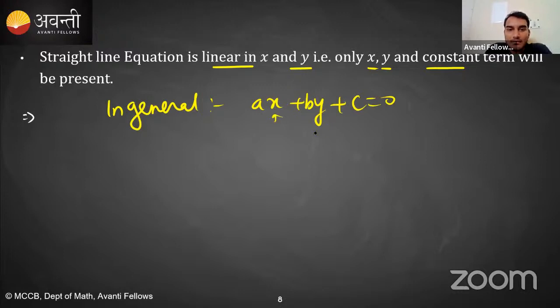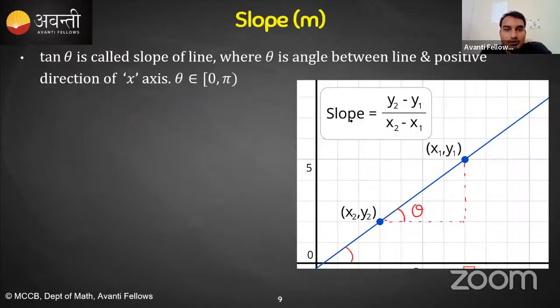So you have x, y and a constant term. So in general this is the equation of a straight line. So in general the straight line would look like this. Okay, clear? So now we will see about slope. What is the slope? Slope is nothing but the inclination of the line with the positive x-axis. It means how much angle the line is making with the positive x-axis. You take the tan of that angle and that will give you the slope.